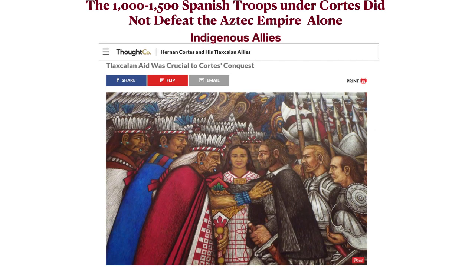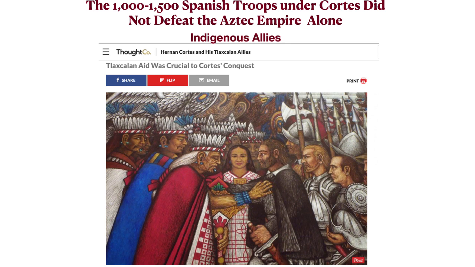So anyway, it's often still said that some 1,000 to 1,500 Spanish troops under Cortez defeated this mighty Aztec empire. And it's important to note that the city of Tenochtitlan was larger than any city in Europe, except perhaps Constantinople, or later Istanbul, at the time, certainly bigger than anything in Spain.